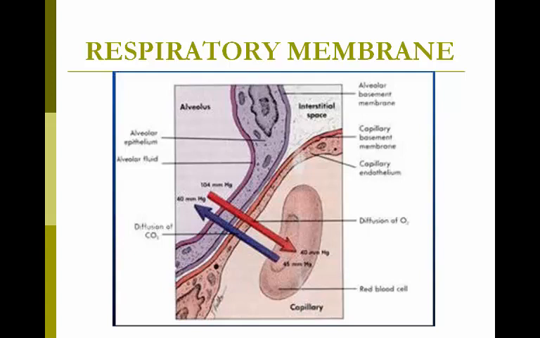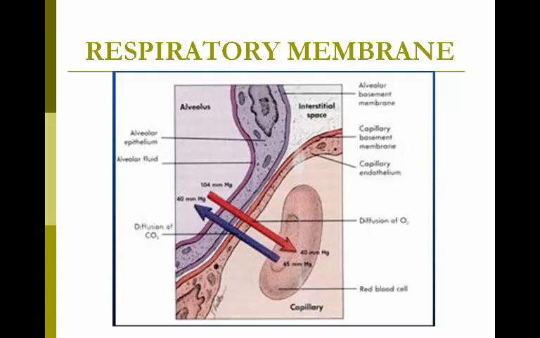Carbon dioxide is going to be moving the opposite direction, and it is represented by the blue arrow. Notice the numbers for CO2 are at the beginning of the arrow on your right. It says 45 millimeters of mercury. On the other side of the respiratory membrane, we have 40 millimeters of mercury. This means that the pressure of carbon dioxide in the capillary is 45 millimeters of mercury. In the alveolus, it's 40.